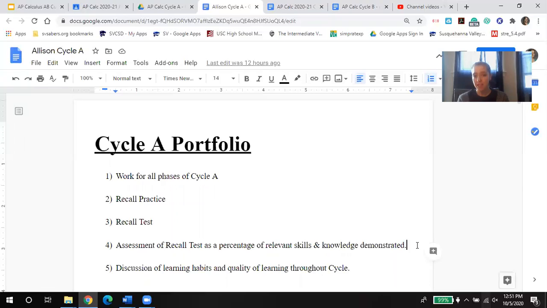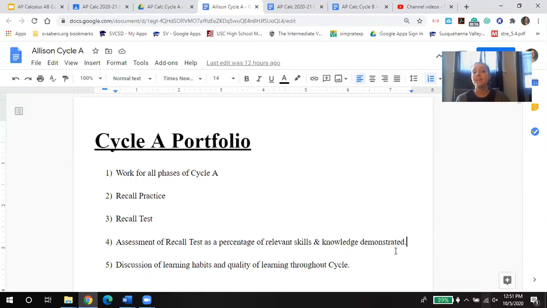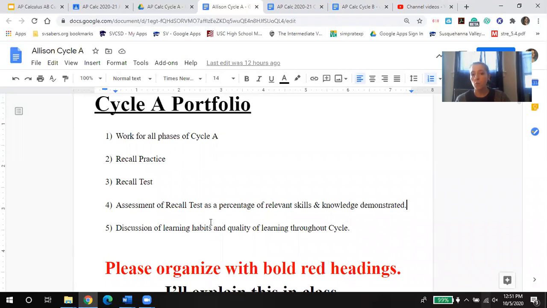Now after taking the test, they also put pictures of their work in this portfolio. So I also grade the test. They grade the test, I grade the test. And then finally, we have a little one-on-one discussion about how the cycle went for them.